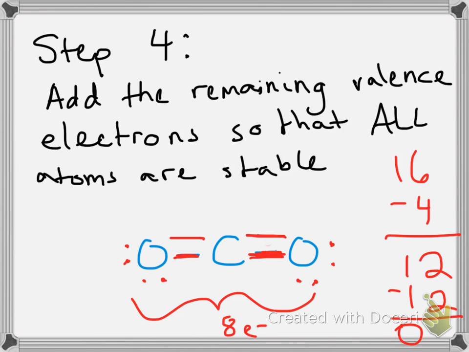The oxygen on the left has 2, 4, 6, 8, so that's stable. My carbon has 2, 4, 6, 8, so that's stable. And my other oxygen has 2, 4, 6, 8, so that's also stable. All of them are stable. I've used a total of 16, so this is the correct structure. And carbon dioxide looks like this.